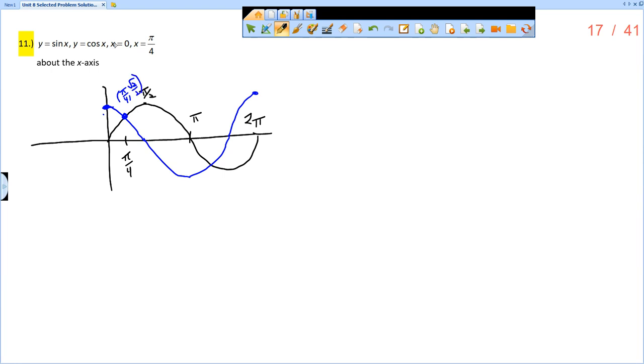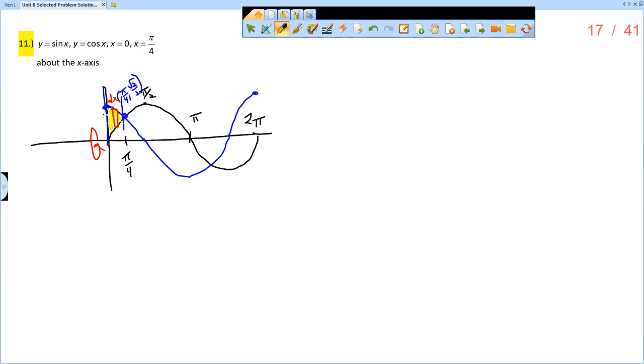All right, and then x equals 0. Remember, x equals 0, that would be this vertical line, and x equals pi over 4, that's actually right there. So what we're looking at is actually just this region in here, right? All right, so now we're revolving this around the x-axis, right? So that means we want to use a dx rectangle, right?